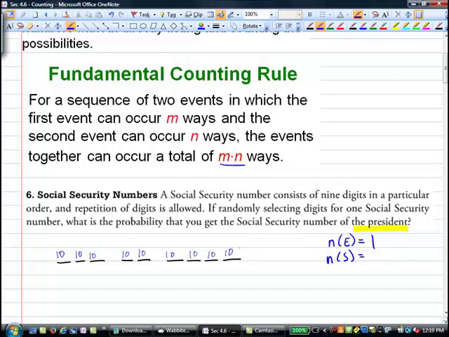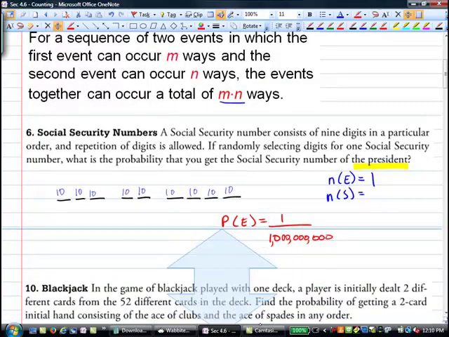And if only one of them is the president's number, then the probability of guessing the president's Social Security number is going to be 1 out of 10 raised to the what power? 9th? Or that's 1 with 9 zeros. So that's 1 out of 1 billion. I think the probability of guessing the president's Social Security number is way lower than the probability of winning the lottery.